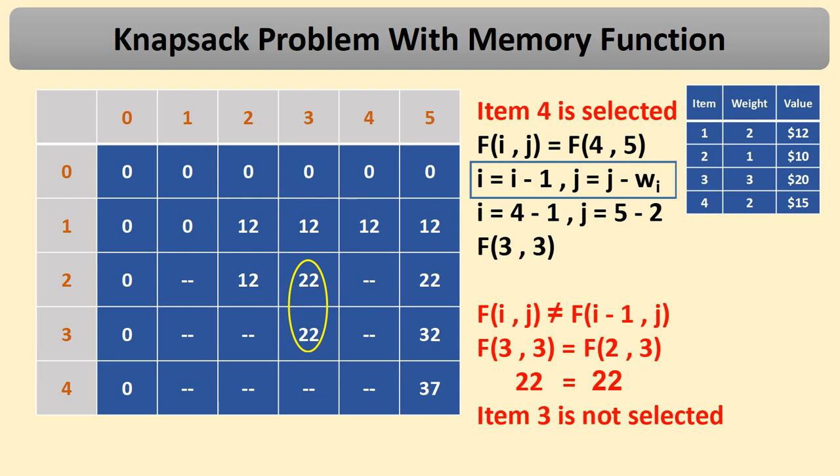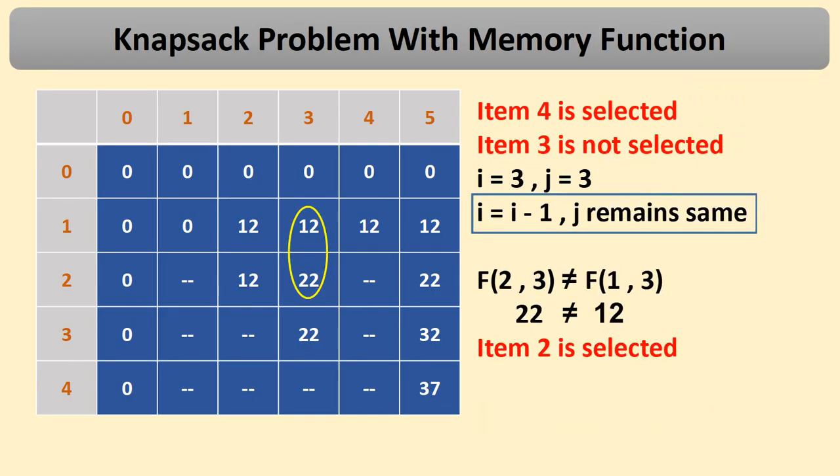So now item 3 cannot be selected. What is the i value? i value is 3. So that means you cannot select item number 3. Item 4 is already selected, right? So item 3 is not selected. Got it? So item 4 is selected, item 3 is not selected.